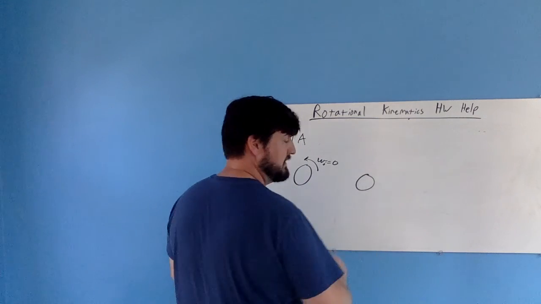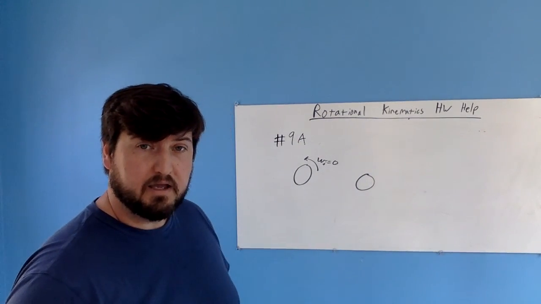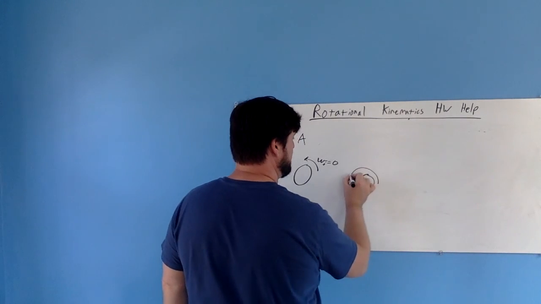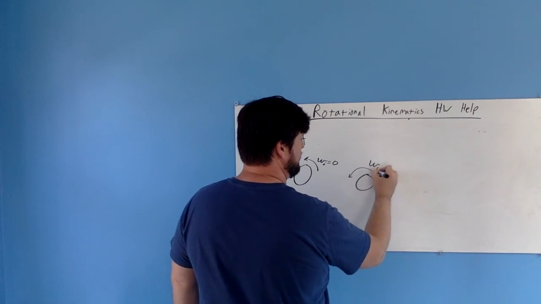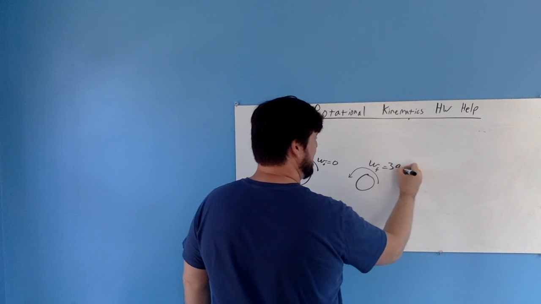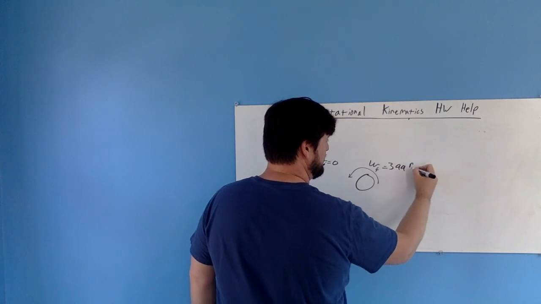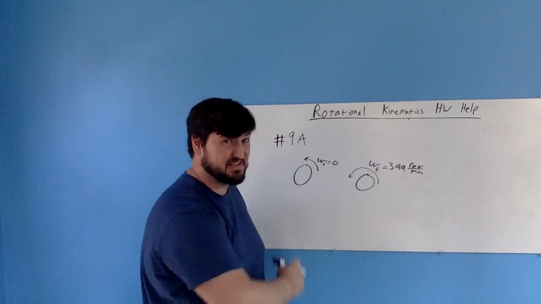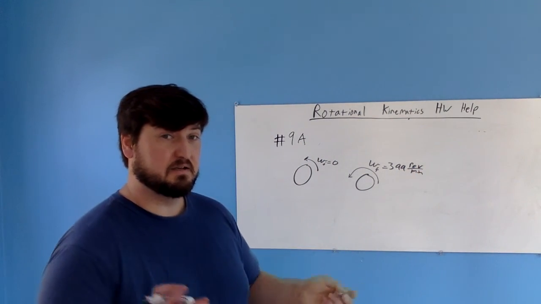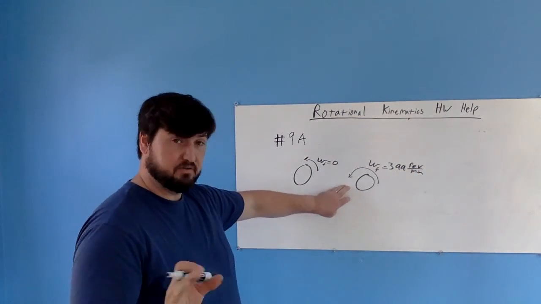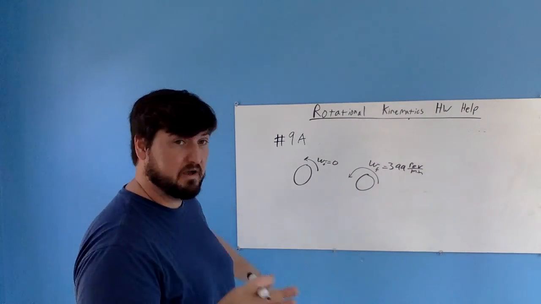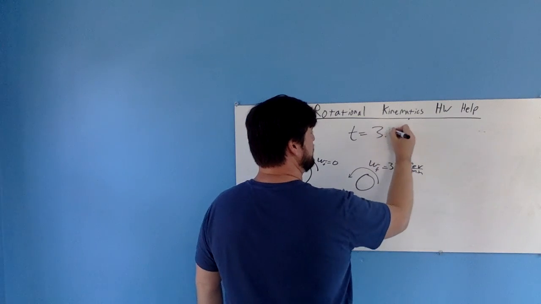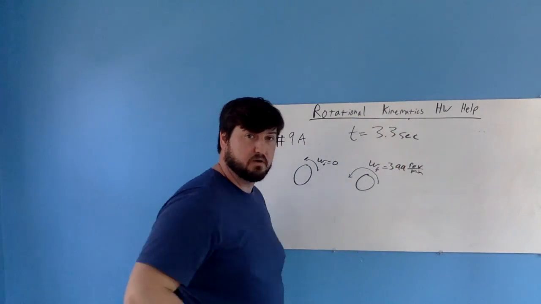Later on, it has an omega, and it says positive, so I'm going to assume my omega is in this direction. My omega final is 399, and this is important: RPM means revolutions per minute. That's not our standard unit, is it? We're going to hold on to that for a moment and come back to it. We also know our time. The time this is going to happen for is 3.3 seconds.